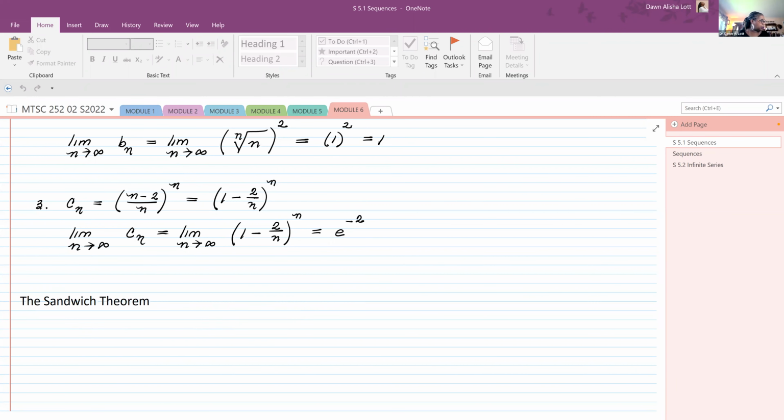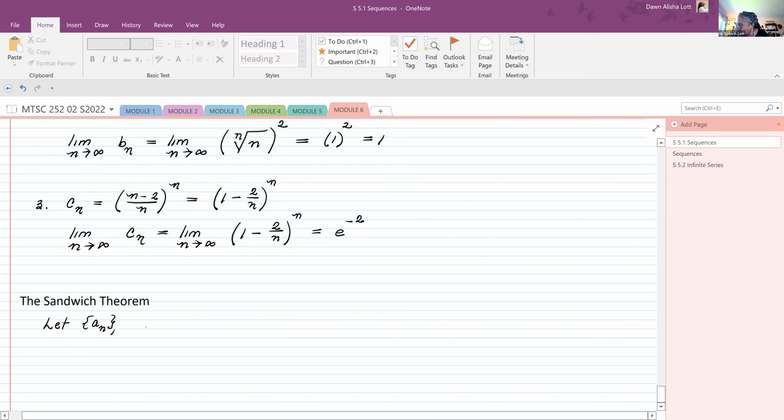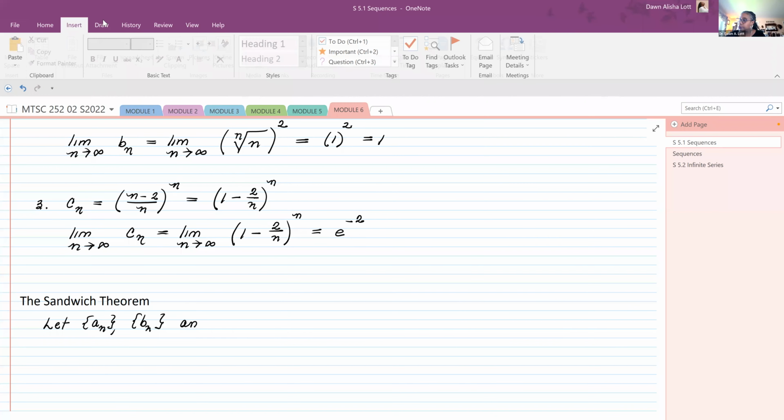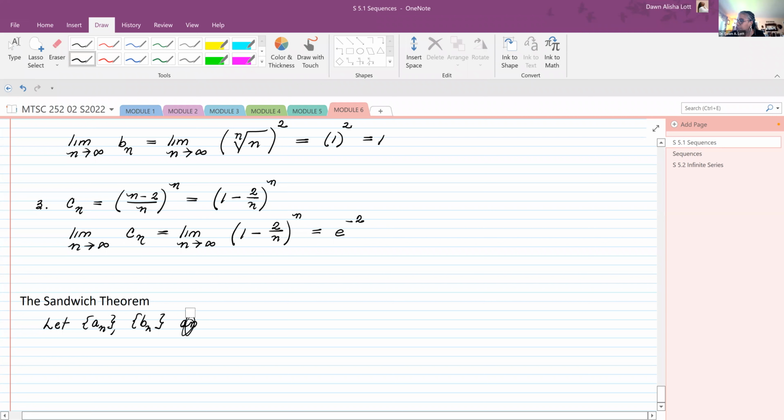Okay, so here's the sandwich theorem. The sandwich theorem says we have three sequences. So let's let AN, BN, and CN be sequences of real numbers.